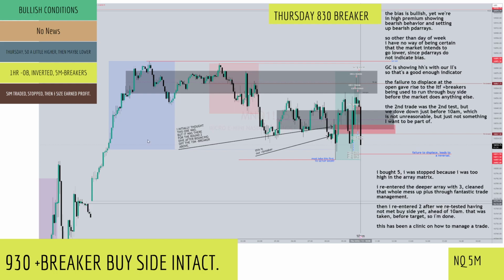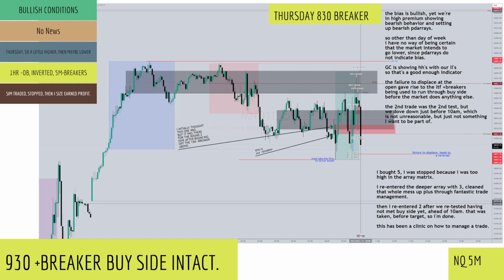All right, on the first one, I was stopped with 5, but I was stopped because I was too high on the PD array matrix and I wanted to go a little bit lower, and I re-entered deeper on a deeper array with 3. I cleaned up all the losses with good trade management, exiting at new highs. Why? Because we are in ultra premium on a day that could turn bearish, and we're showing bearish behavior, so we're not assuming that it will just race to our target. So I re-entered 2, having retested the breaker again when we did not meet buy side ahead of 10 a.m.